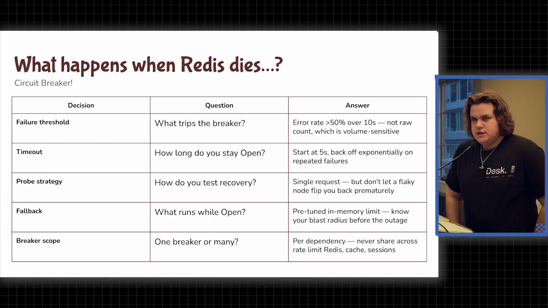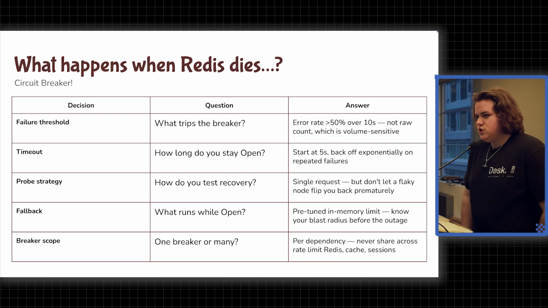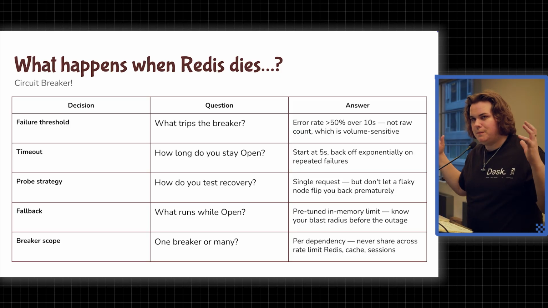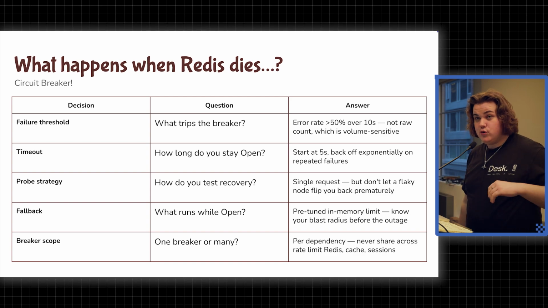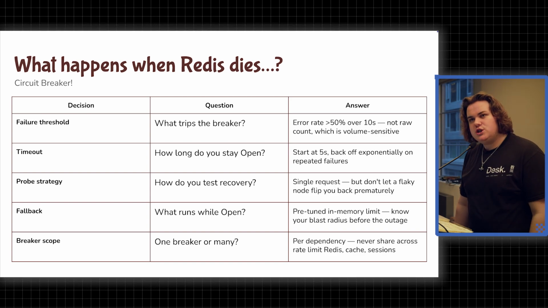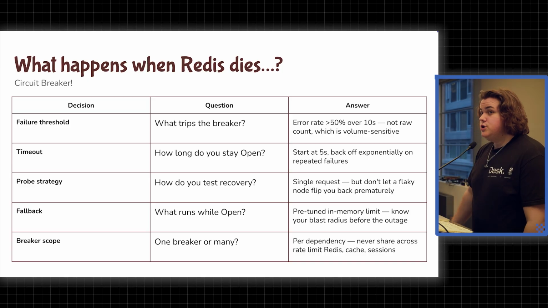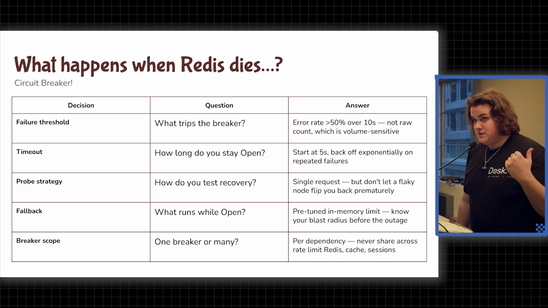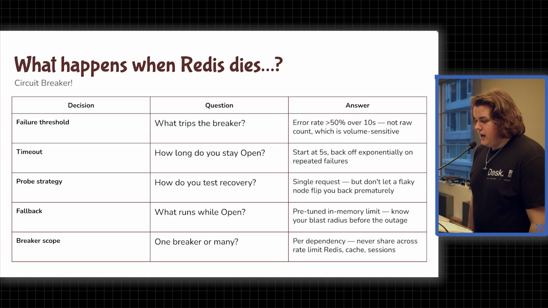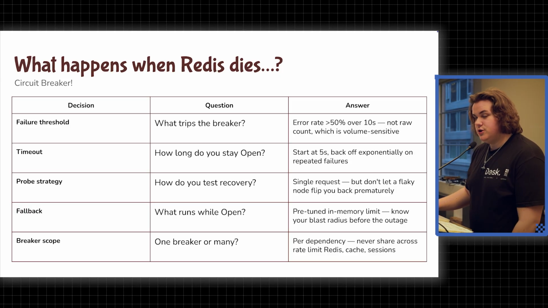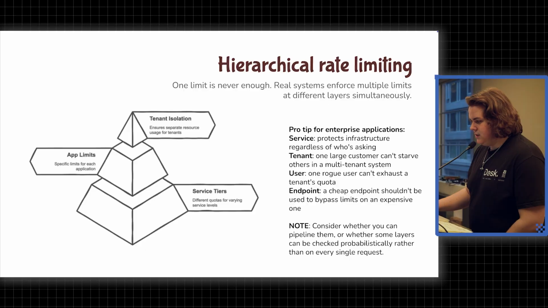For fallback, this is important: you need to know the limits of your system and stress test your systems, because you're going to want a pre-tuned in-memory limit. This is how much your backend can take all in one go. No matter who the user is, no matter how much usage they're allotted, how much can your backend take? This is important to know prior to your outage so you can systematically make a fallback. And should you have one breaker or many? These are all questions you have to ask yourself when you're designing a circuit breaker for your rate limiter.